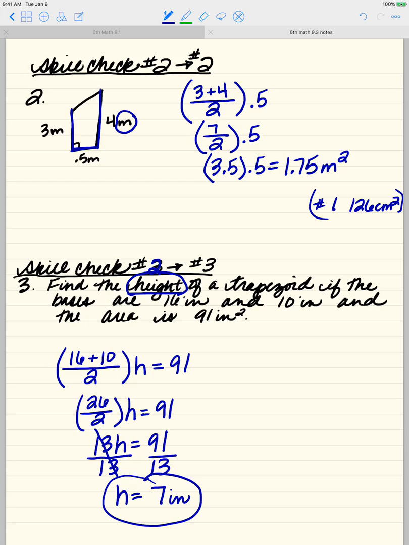That is how you tackle area of trapezoids.